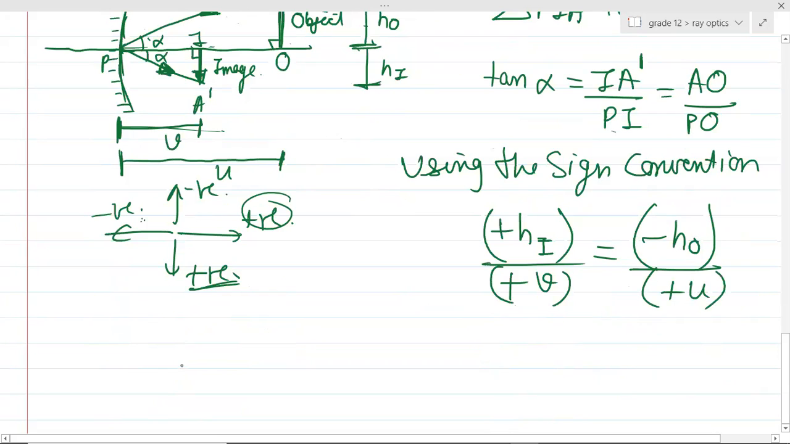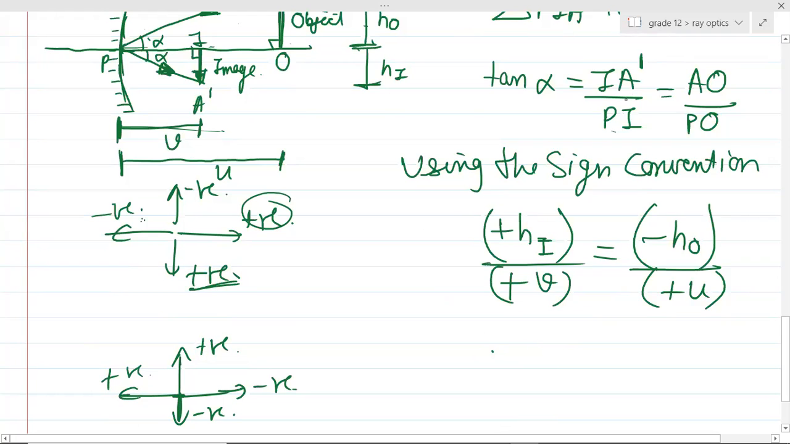Suppose I change the convention a bit. Let me take this as positive and this as negative, and this as negative. I have taken this convention. So, can you tell me what the equation will become?